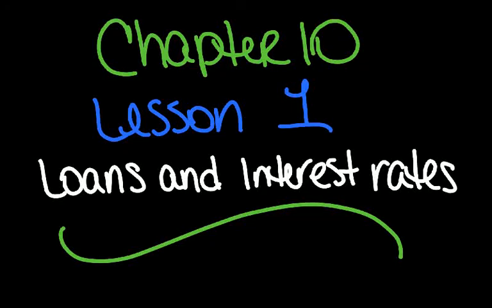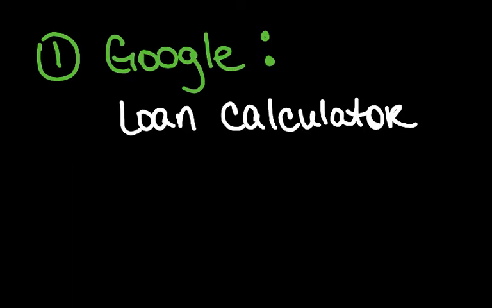This is Chapter 10, Lesson 1. It's loans and interest rates. The directions say to use an online calculator to find the monthly payment and the total cost to repay each loan. All I did was Google loan calculator, and I just clicked on the first one that came up. I think it's called bankrate.com. But like I said, just Google loan calculator and pick whichever one you want.